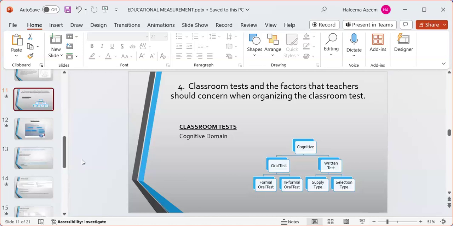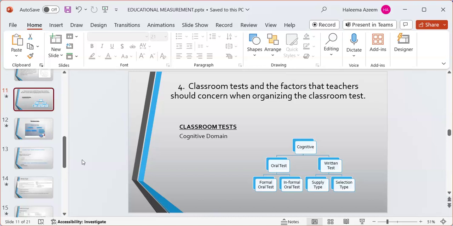When conducting a formal oral test, a teacher should concern about objectives. These types of tests are pre-planned tests, so teachers should clearly define the purpose of the oral test and what skills or knowledge she wants to assess. And also, the teacher should allocate sufficient time for each student. And he or she must ensure fairness by providing equal opportunities for all the students.